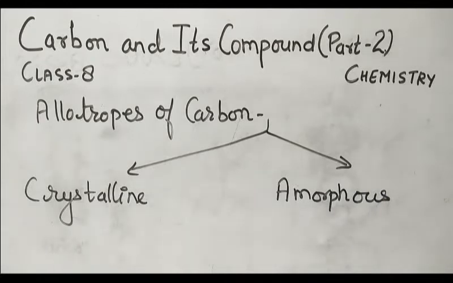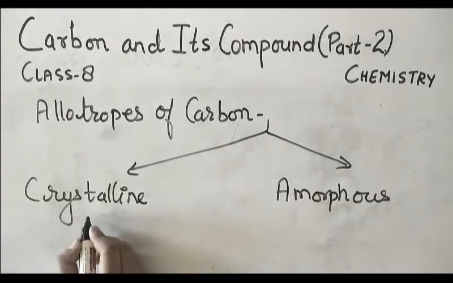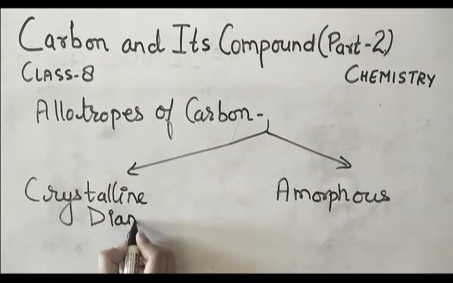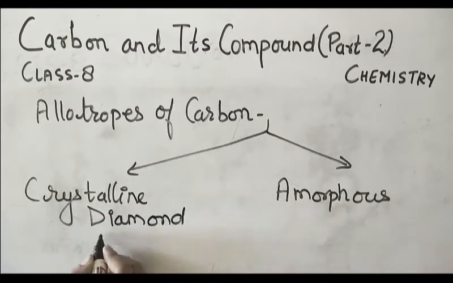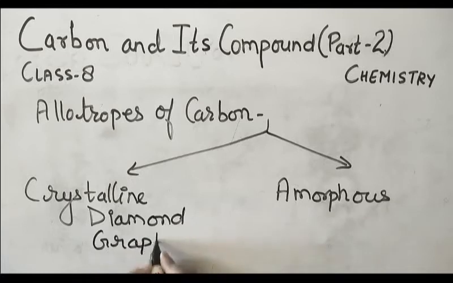So what is the crystalline form, you must know. Crystalline forms have a regular arrangement and a definite geometrical shape, whereas amorphous forms do not have a definite geometrical shape. Examples of the crystalline form are diamond, graphite, and one more example is fullerene.